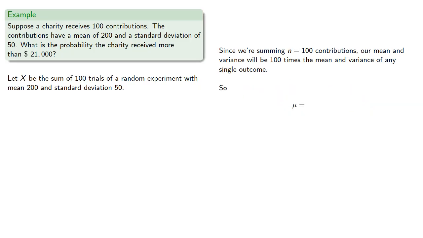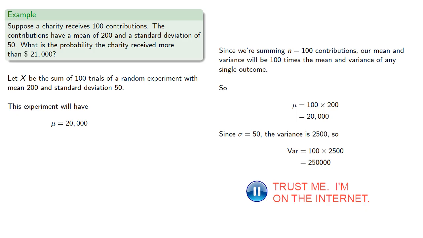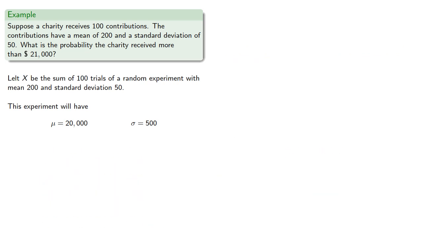And so our mean will be... now we're given the standard deviation, so the variance is the square, and so the variance of the 100 contributions will be... and so the standard deviation of the sum will be... and so we know the mean and standard deviation of the sum.